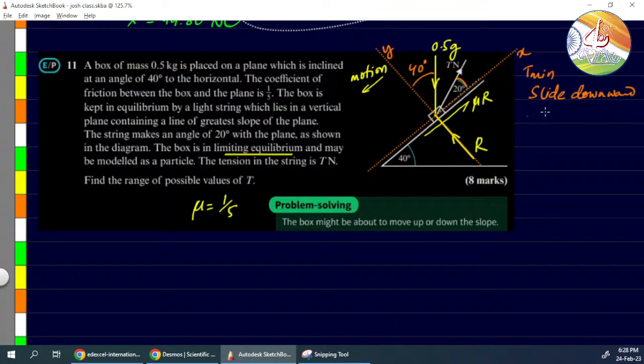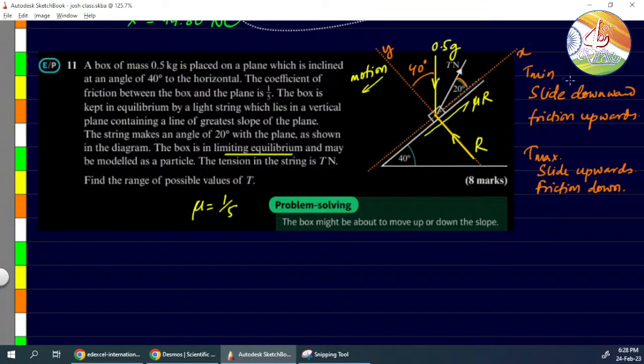So friction will be upwards. And if T is maximum, then it will try to slide upwards and friction will be downwards. So this is what we need to understand. First, let us take sliding downwards, so friction will be upwards.